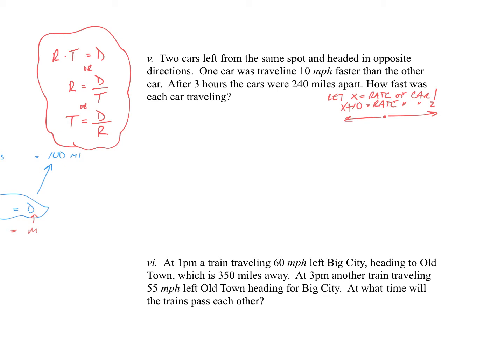After 3 hours, so 3 hours go by, the cars were 240 miles apart. How fast was each car traveling? There's a lot we know and a couple of things we don't know. So we're going to make a table. And we often make these tables based on the idea that rate times time is equal to distance. So I'm going to make a table that has 3 columns.